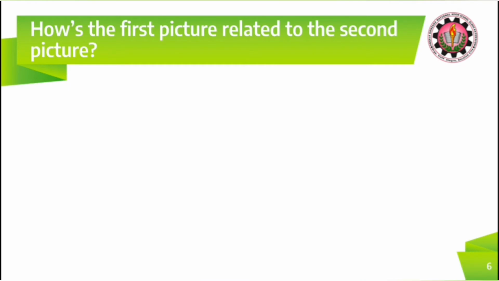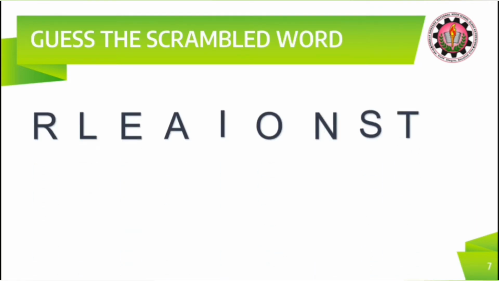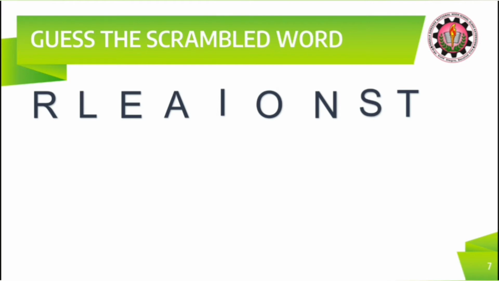Now, how is the first picture related to the second picture? That's correct. The relation between these pictures is, we have here set A are pictures of toiletries we use for personal hygiene, and set B are parts of our body that need to be cleaned. A relation makes the objects connected to each other. So, the next activity is, tada! Guess the scrambled word. What do you think is the word?